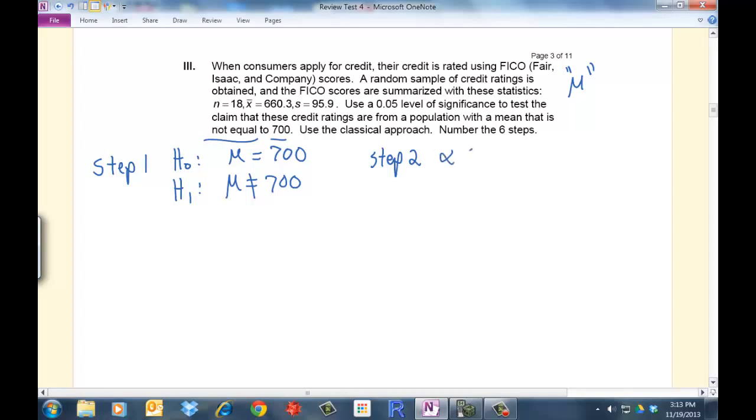Step 2 is just state alpha. Alpha is 0.05.